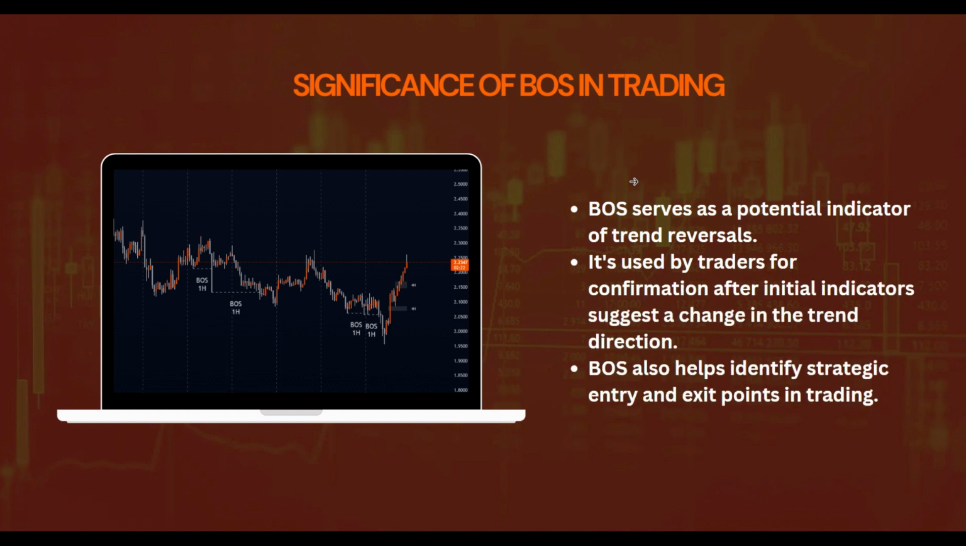Breaker structure serves as a potential indicator of market reversals, and it's used by traders to confirm after initial indicators suggested that the change of direction would happen, i.e. your market shift or your change of character. The breaker structure also helps identify strategic entry and exit points in trading, guys.